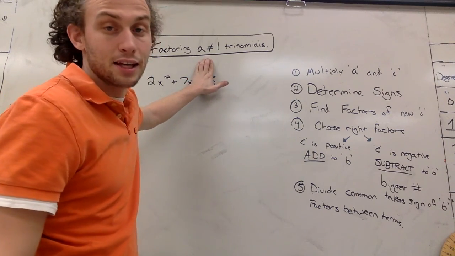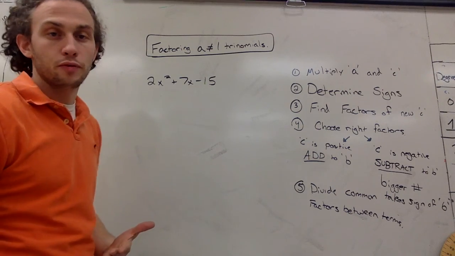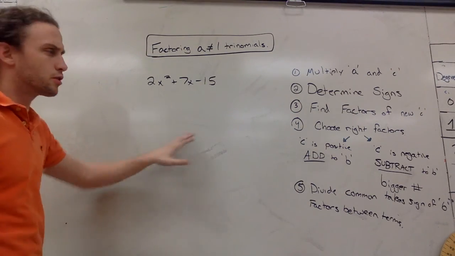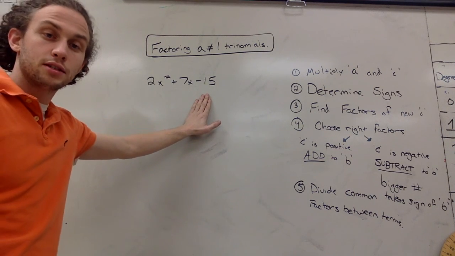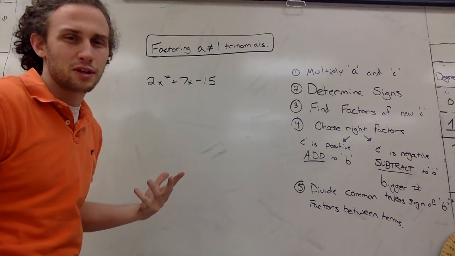So a is not equal to 1. In this case, it's going to be a 2. Now we can't factor this like we factor things normally. Main reason because of this 2. Now normally we'd look at this and say, okay, we've got to figure out what multiplies to this negative 15. But this 2 here is going to make things a little more complicated.